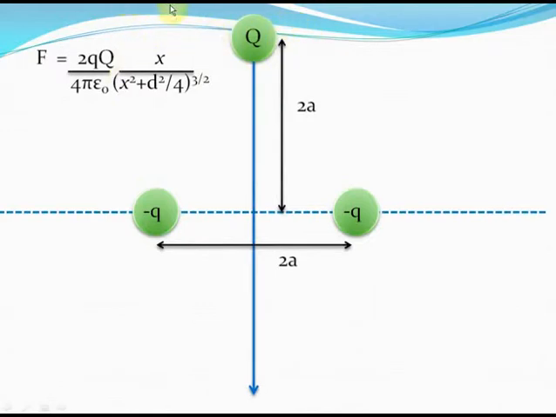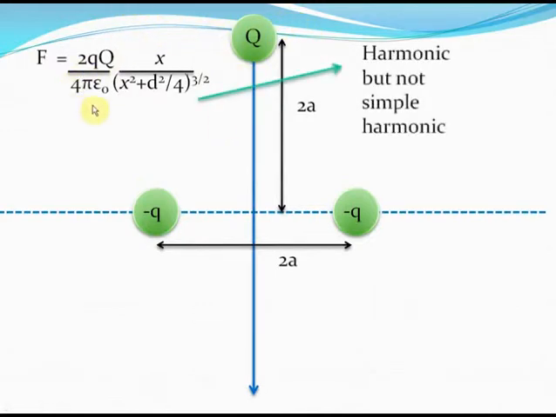This electric force, however, will not lead to simple harmonic oscillations. The reason is that in this case you cannot neglect x in comparison to d square by 4. That is because it is given that the particle Q is released from a position that is 2a from the origin. 2a is exactly the same as d, the distance between the two minus q charges. So clearly it's not negligible at all. So the final motion of this charge capital Q will be oscillatory but not simple harmonic.